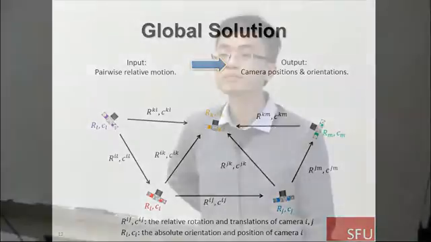Yes? Why do you start with pairwise relations rather than triplets? Good question. Pairwise relations are relatively easier to compute because they require weaker matching between images. For example, if you start with triplets, that means you have to have sufficient view overlap between all three images. We're going to come to that later on in the talk.